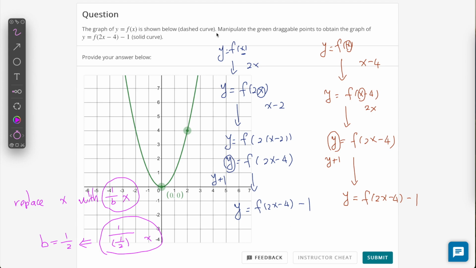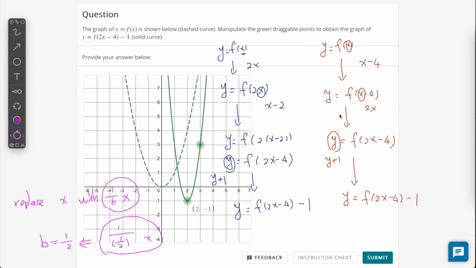Okay, now let's take a look at this sequence. Do the compression horizontally. So this x equal to 2 is supposed to become x equal to 1. Right? So that's a horizontal compression. And then the second step, replacing x with x minus 2, we shift to the right by 2 units. Finishing this step, and then we're going to do down 1, replacing y with y plus 1, down 1. Okay, we're going to submit this one.